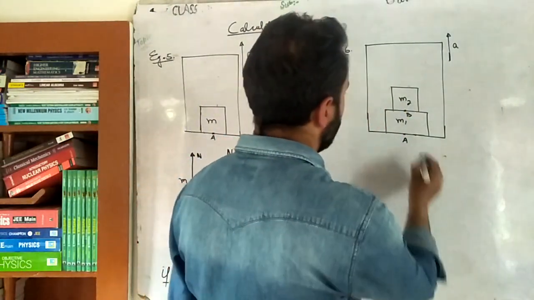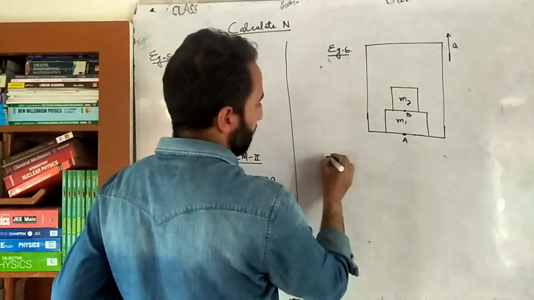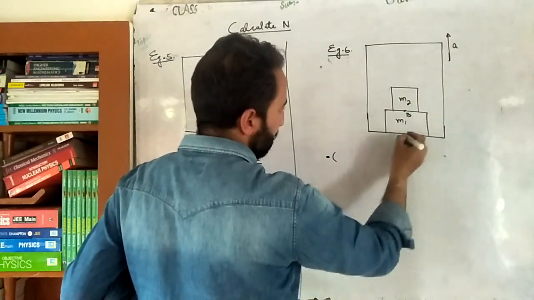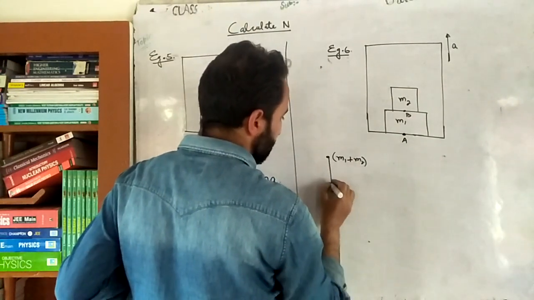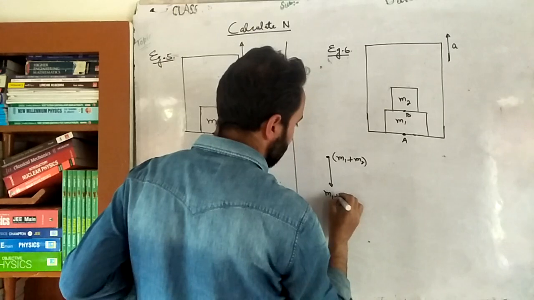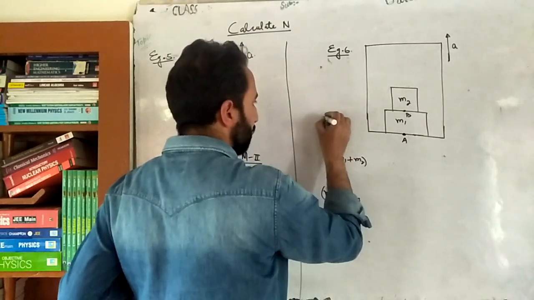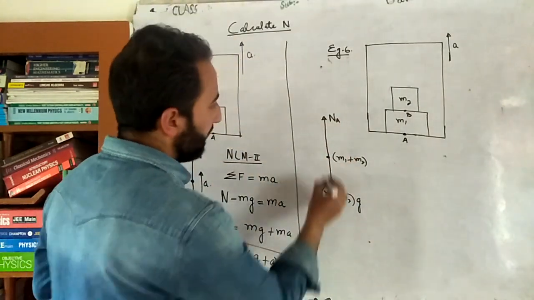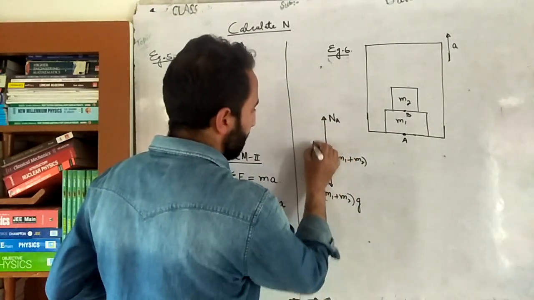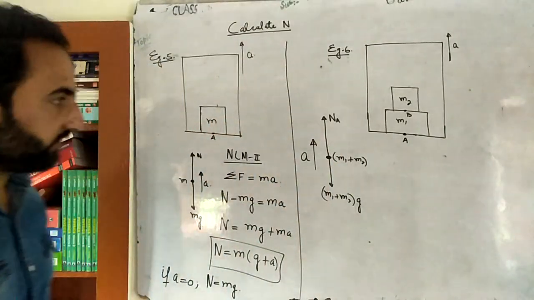Okay, so let's first of all calculate the normal reaction at the point A. So suppose that this is point A. Now what is the mass at this very point? That is m1 plus m2. So in the downward direction there is a force, that's how much? (m1 plus m2) multiplied by g, the weight. In the upward direction there is a normal reaction, that is N at the point A. And this system accelerates in the upward direction with an acceleration of a.